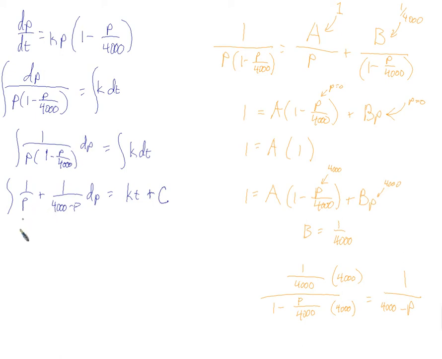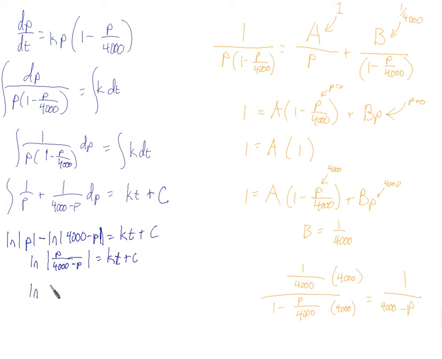Okay, so we take the antiderivative of both sides. Take the antiderivative of this, you get natural log of the absolute value of p. For this one, let u be 4,000 minus p, and then du will be negative dp, so we'll have negative natural log of the absolute value of 4,000 minus p equals kt plus c. Exponentiate, oh no, we don't want to exponentiate yet, we want to use the properties of logarithms to put these together. The natural log of p over 4,000 minus p equals kt plus c.